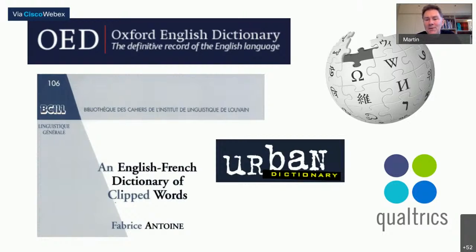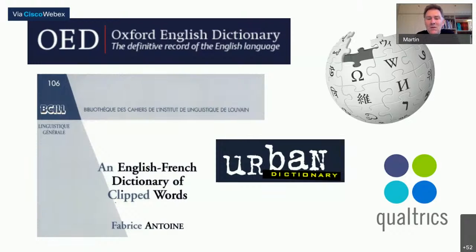You may know the Urban Dictionary, which is a cool website with neologisms, new words, and many of those are in fact clippings. And then we further came across published sources such as Fabrice Antoine's English-French Dictionary of Clipped Words. And of course, any research article on clippings that we came across, we searched for examples that we didn't have already and included them in the database.